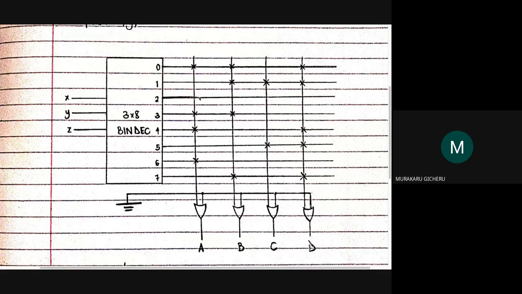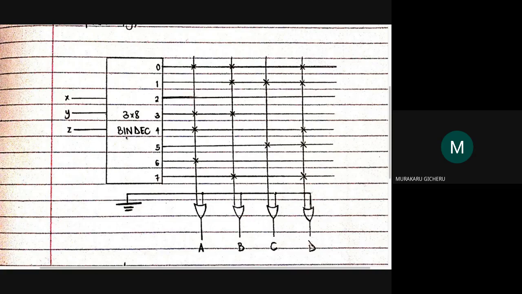So since all these OR gates have 9 input lines, they have 8 from 0 to 7, and then this extra one that will always go to ground. Those will be grounded because we know from the axioms of Boolean algebra that A or 0 will always give A.